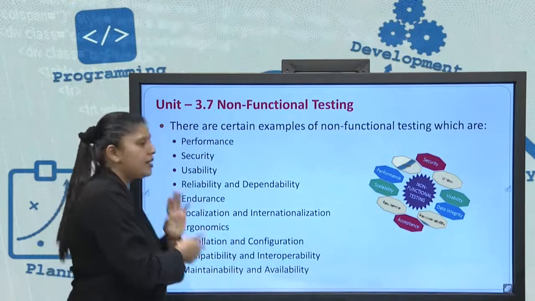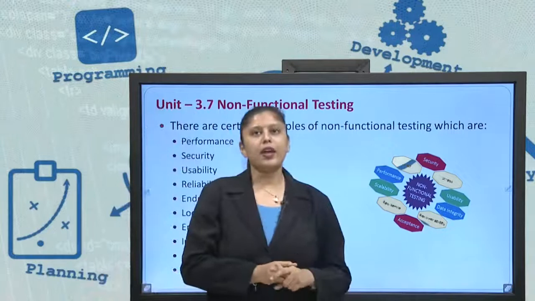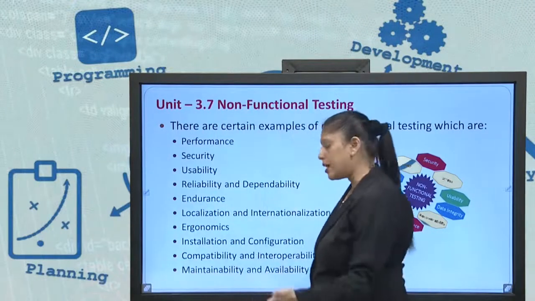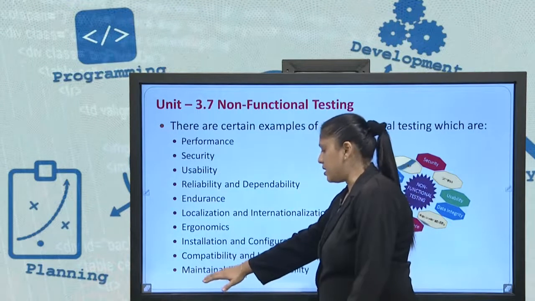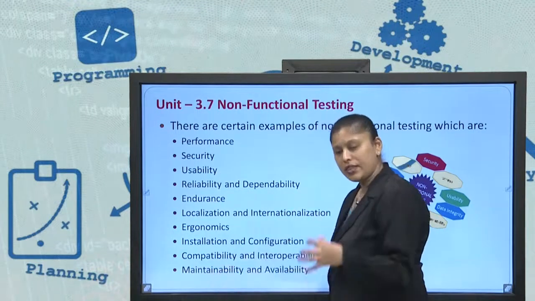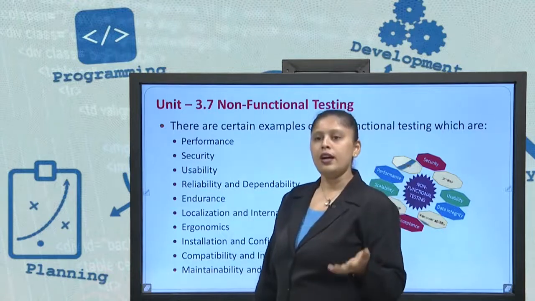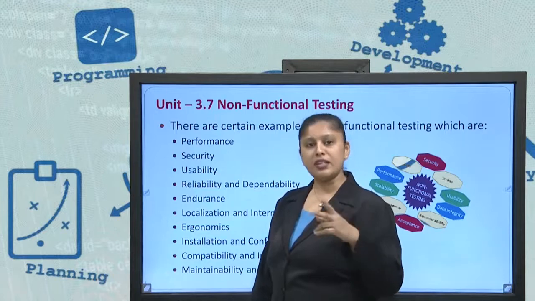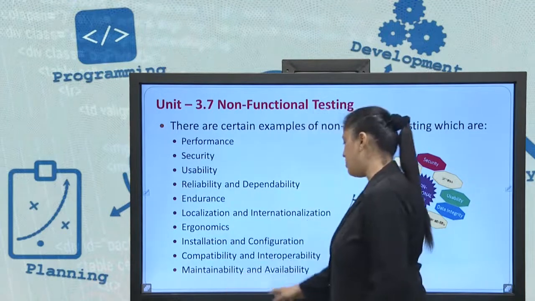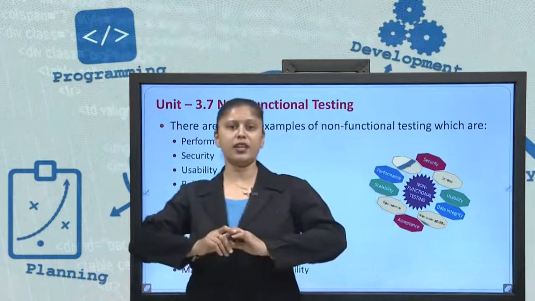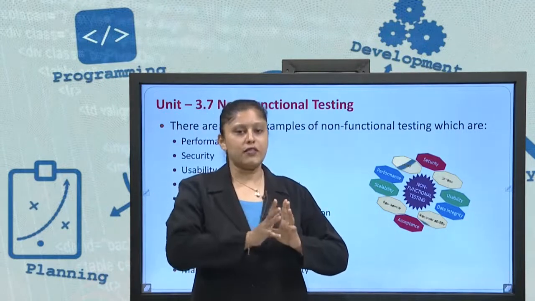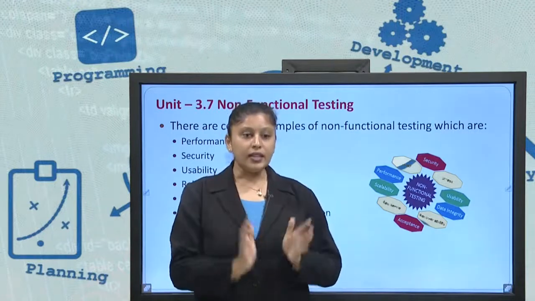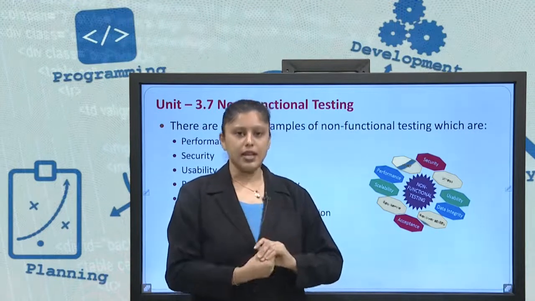Then maintainability and availability, which says that when I have given my software to my customer, how will I be maintaining that software? Maybe after 2 years I need maintenance on that software, then it comes under maintainability and availability: whether my software will be available 24/7 to the users, and if required for maintenance, whether it will be maintained properly or not.